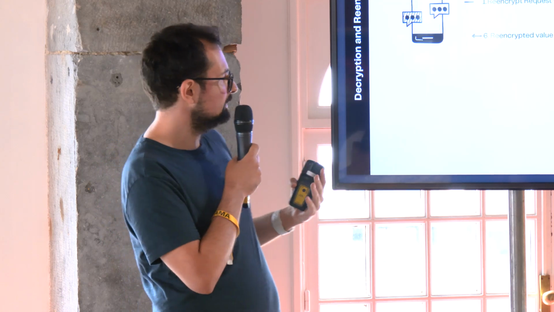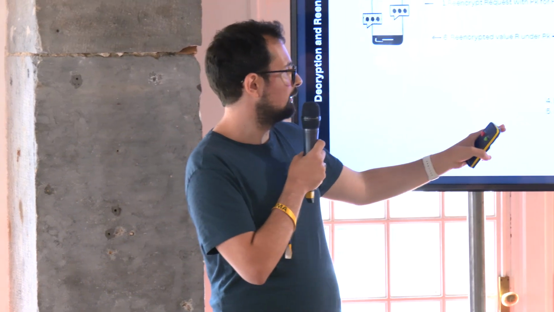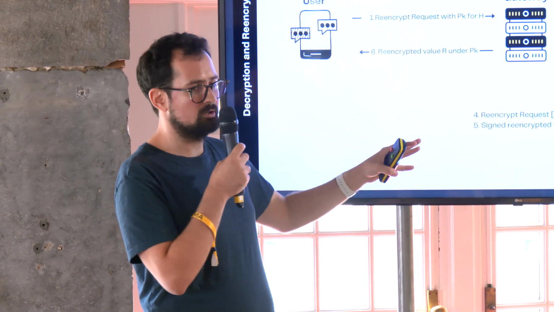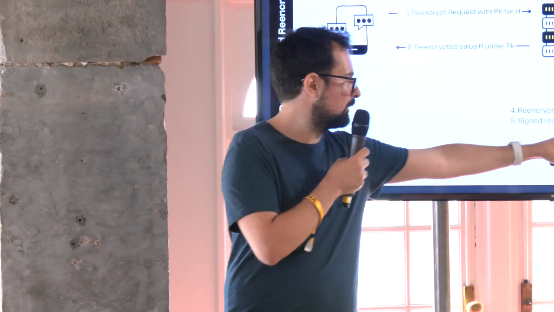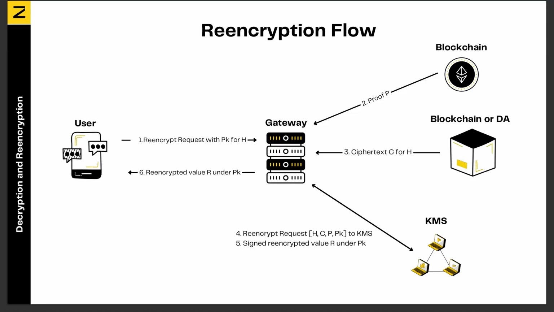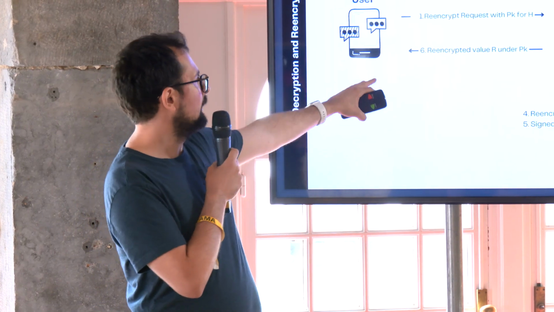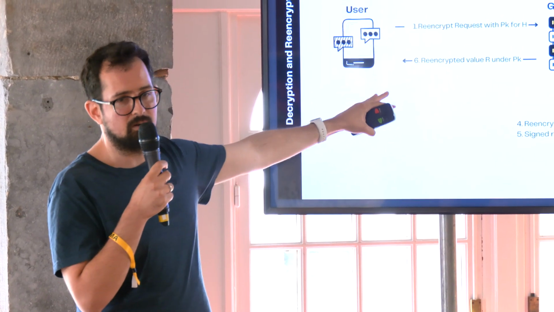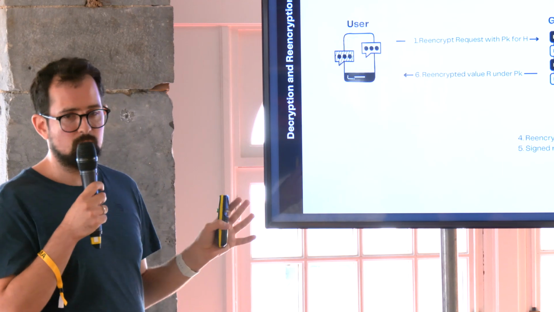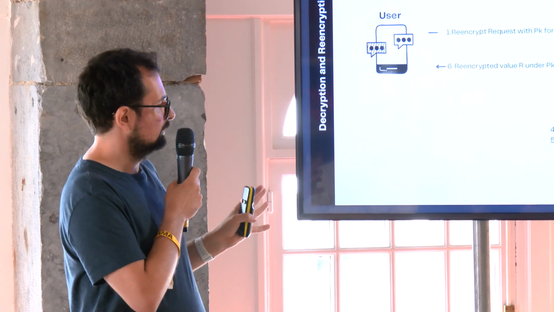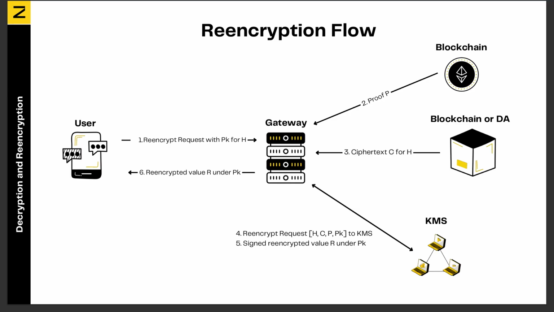It's re-encryption, a special protocol where no information about the value is leaked. So no KMS node sees anything about the value. No other node can see anything about the value. It's just magically encrypted under the user's key. Also, again, signed by the KMS, and the gateway just forwards it back to the user, and the user can use their own secret key to decrypt the value, and only the user has this secret key. So that's re-encryption.